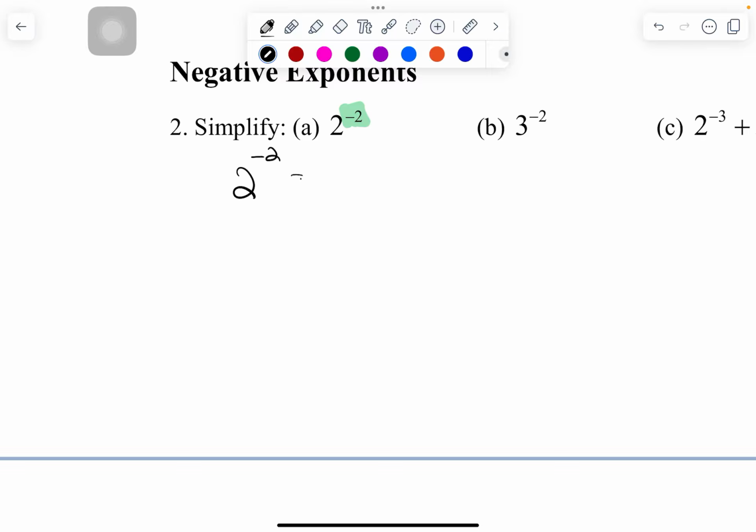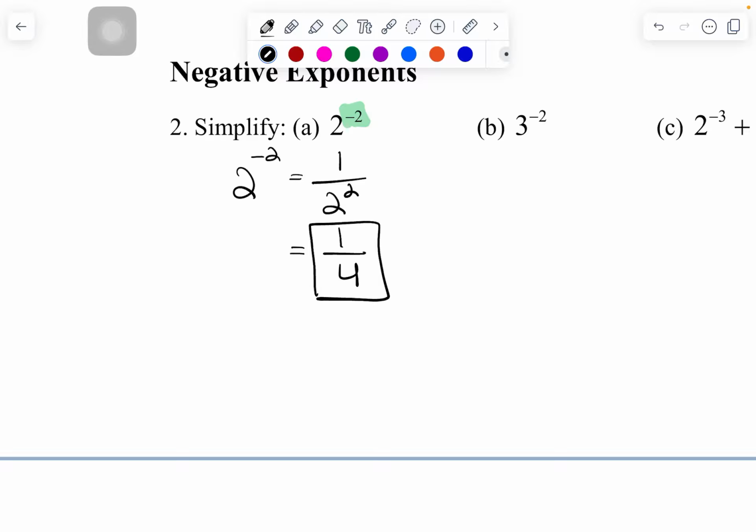So 2 to the negative 2, I'm going to rewrite this as 1 over 2 squared. By moving this base of 2 to the denominator of a fraction, I get to change the sign of the exponent. And 1 over 2 squared, well, 2 squared is 4, so that's 1/4. So 2 to the negative 2 power is not negative anything. It's the fraction 1/4. Now, you might be asking yourself, how did that come about? Where did that come from?